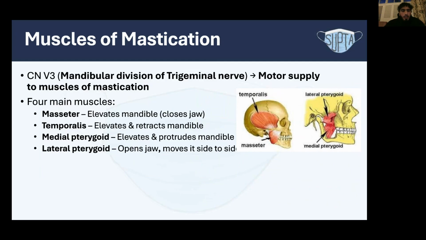Same thing, we've got our temporalis, which elevates and retracts the mandible, so brings the mandible backwards. And then we have our pterygoids. We have our medial and lateral. So the medial pterygoid closes the jaw and protrudes the mandible, whereas the lateral pterygoid opens the jaw and moves it from side to side.